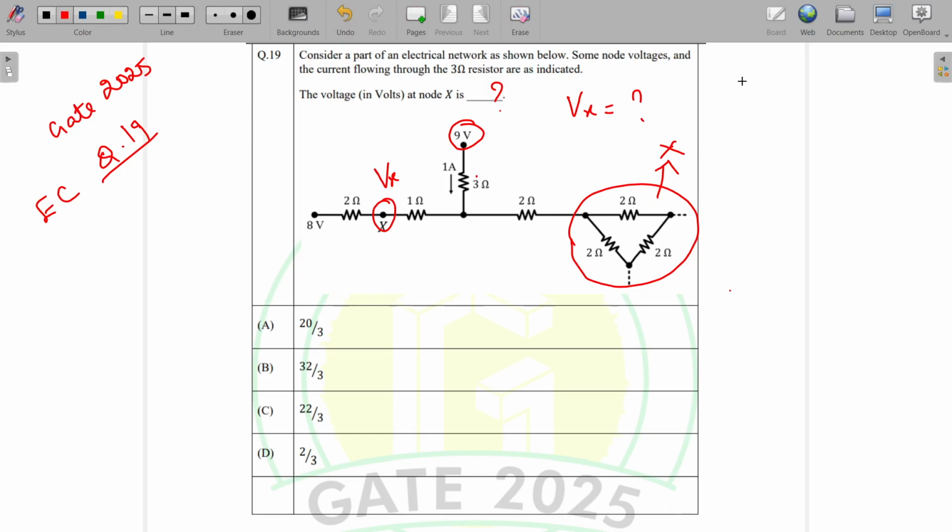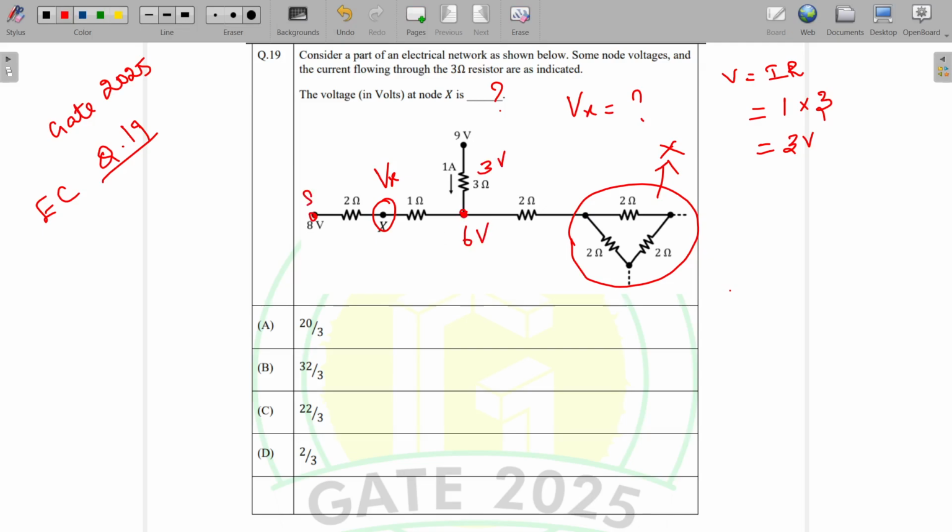Whenever you apply Ohm's law, V is equal to IR, right? So the voltage across this resistance can be calculated. The current value is 1 amp multiplied by this 3 ohm resistance, which gives 3 volts. So the drop across this 3 ohm resistance is 3 volts. Initially you have this 9 volt source, and from that you have a drop of 3 volts. That means at this point you will have 6 volts, right?